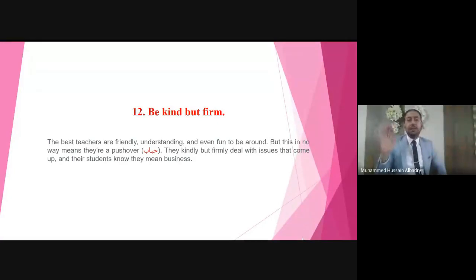Be kind but firm. You have to be kind to your students. You love them. You like them. You don't have any problem with them. You respect them. You have to be friendly, understanding. You understand them, and even sometimes you have to be fun to be around. You make fun with them. You laugh with them. Okay, to make some jokes. Okay, no problem. But this is in no way means they are pushover.